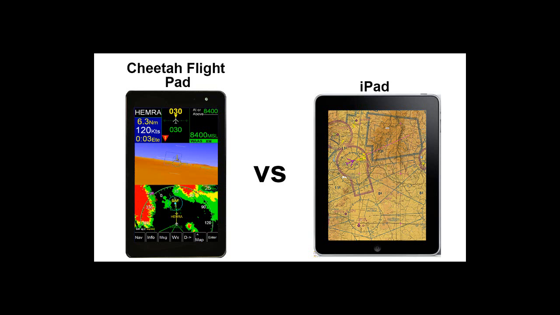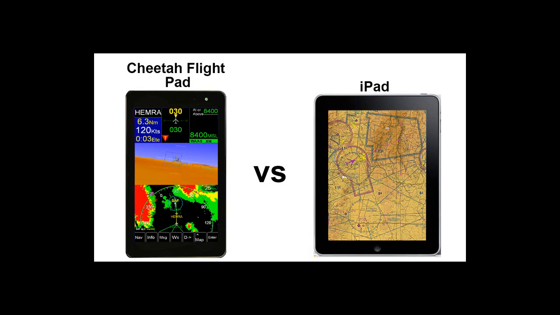What separates the Cheetah FlightPad database and chart services from the iPad chart subscriptions? Well, for starters, there are some important similarities. Both have full chart and database updates with pinch and zoom charting for all VFR and IFR charts, including approach charts and taxiway diagrams.